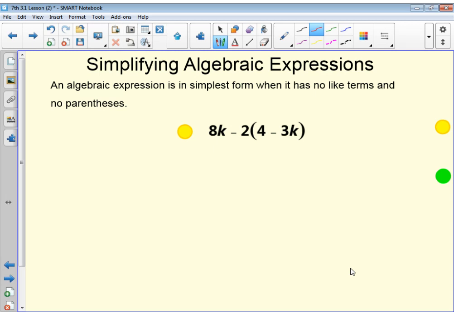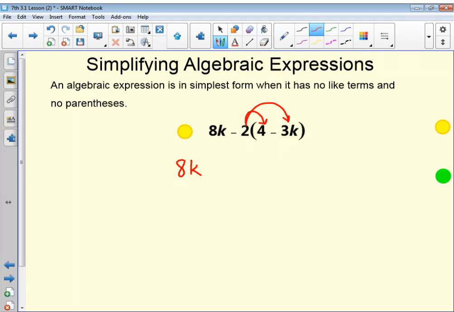Well, here I cannot do 4 minus 3k because those are not like terms. They don't have the same ending or the same label. So we're going to go ahead and do our distributive property. And you guys have worked distributive property previously this year. Okay, so out in the front, I still have 8k. Now I'm going to go ahead and distribute.